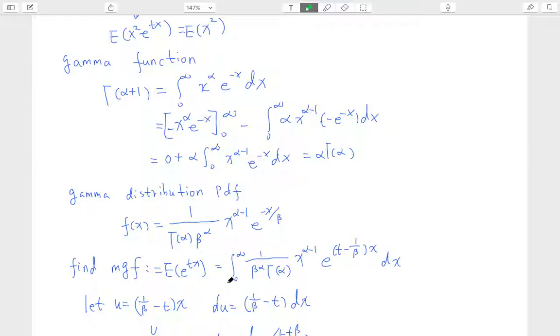Then what we are going to do is make a suitable substitution to make our calculation handy to proceed. We do as follows. We set u equal to (1 over beta minus t) times x. Oh, by the way, I should say that in this row, I grouped together two similar terms, e to the tx and e to the minus 1 over beta times x. I group these two terms together, so it takes the form like that. I should stress that. Sorry for that.